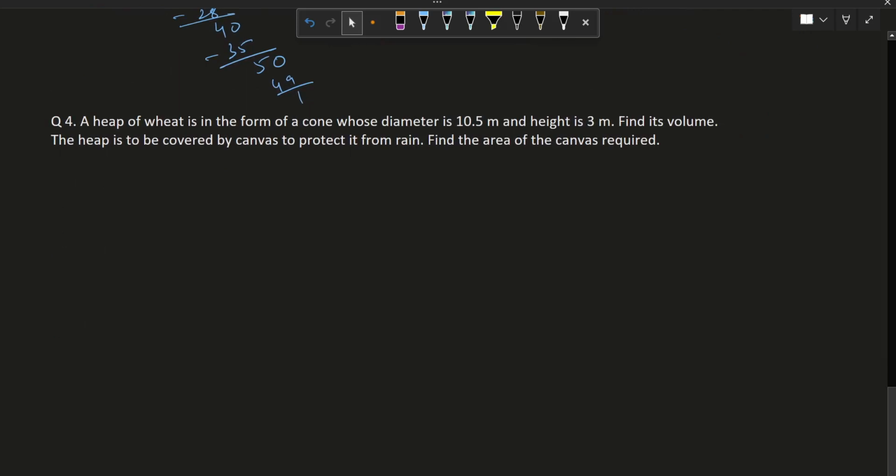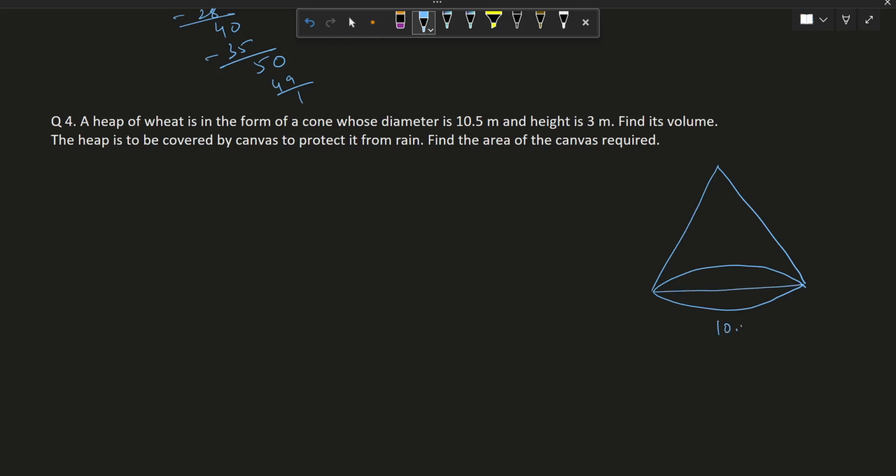A heap of wheat is in the form of a cone. Let me just draw this figure also for you people. Most of the time you need to draw a figure and show what is given. You have a cone over here in the form of a heap of wheat. This is wheat which is kept in the form of a cone whose diameter is 10.5. This is the diameter given, 10.5 meter. Height of the cone is 3 meter. Find its volume.